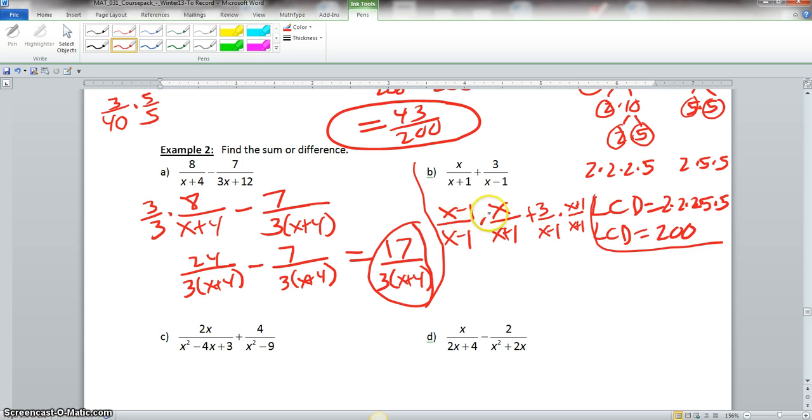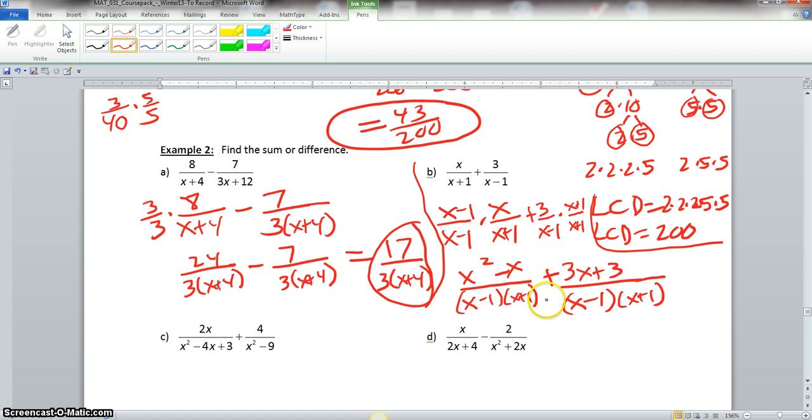Okay, so now, in our numerator, we have x times x, which is x squared. X times a minus 1 will be minus x, all over x minus 1, x plus 1. So we have plus. We have 3 times x plus 1, which is 3x plus 3, all over x minus 1 times x plus 1.